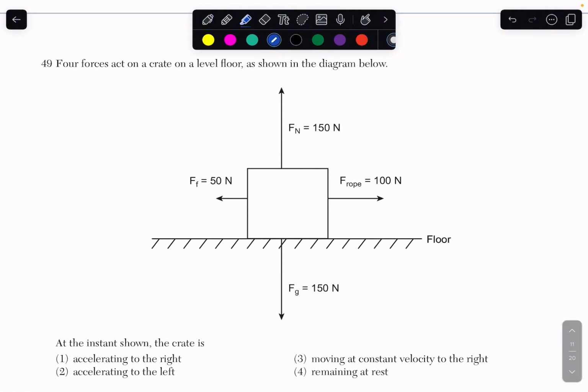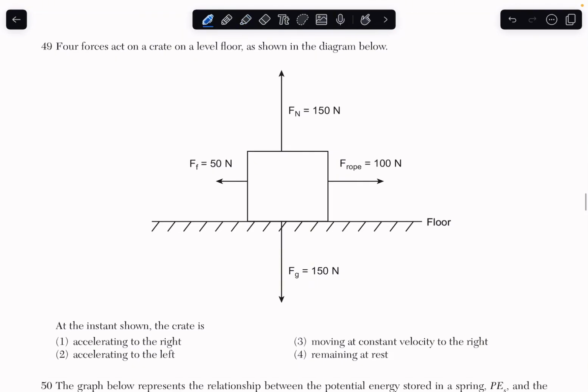49. 4 forces act on a crate on level floor, as shown in the diagram below. At the instant shown, the crate is... So, we know it's not going to be 2, 3, or 4 because these require a net force of 0. This crate has unbalanced forces. See, the frictional force is 50, but the force of the rope is 100. So that's unbalanced. Since F rope outweighs F friction, the box will have a force of 50 newtons acting to the right. So that means it's accelerating to the right. So the answer choice is 1.